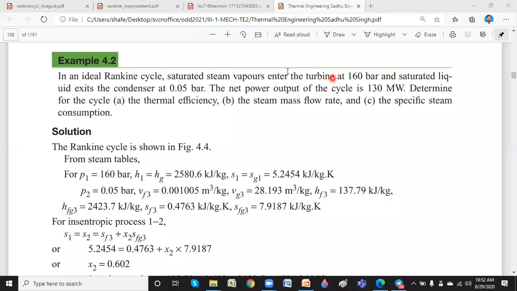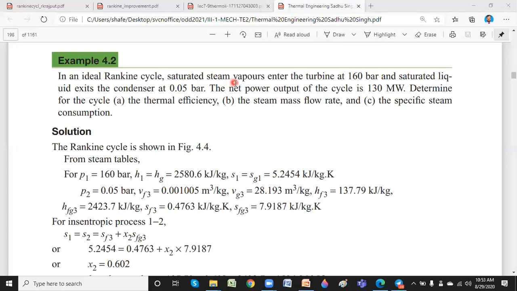So obviously what is the condition? It comes dry. So remember the previous diagram I have discussed, that is 1 to 2. So that one is in dry condition, where that 160 bar saturated state I can straight away find out from the steam table.